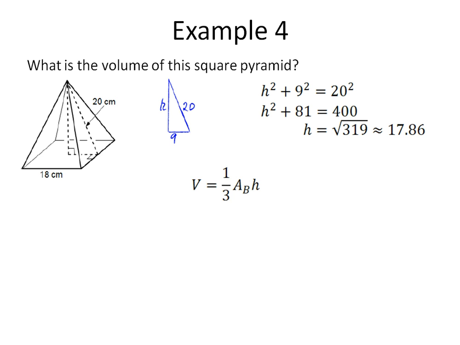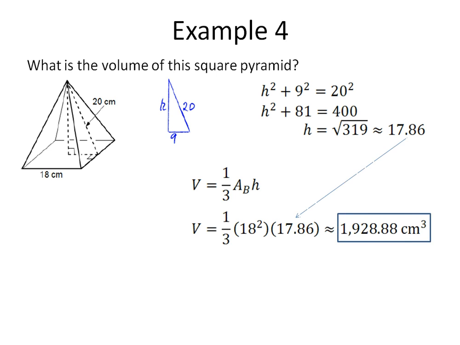Okay, so the volume here is 1/3 of the area of the base times the height. The area of the base is going to be 18 squared. So it's going to be 1/3 of 18 squared times 17.86 that we found in the previous step. That gives us a net of 1,928.88 cubic centimeters.